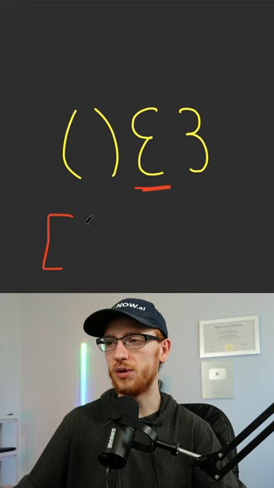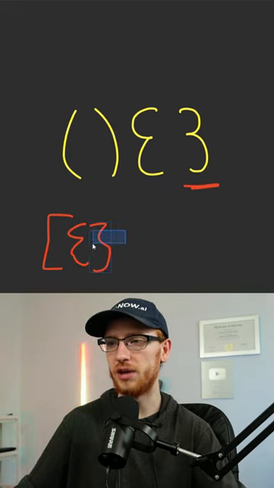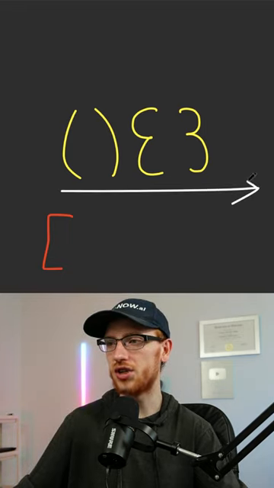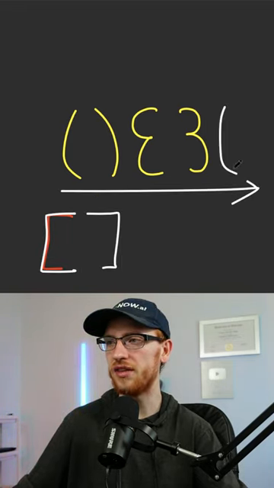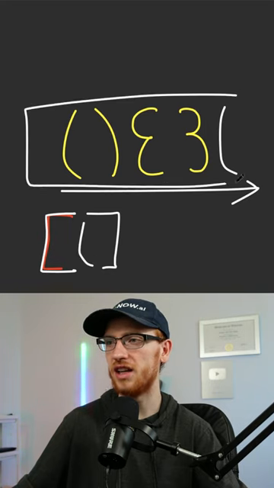So we see this open, we place it on the stack. We see this bracket, and we again pop this one off because it matches. Now we've reached the end of the string, but we need to make sure our stack is empty, because if it wasn't, we might have had something like this, and this is an invalid string.